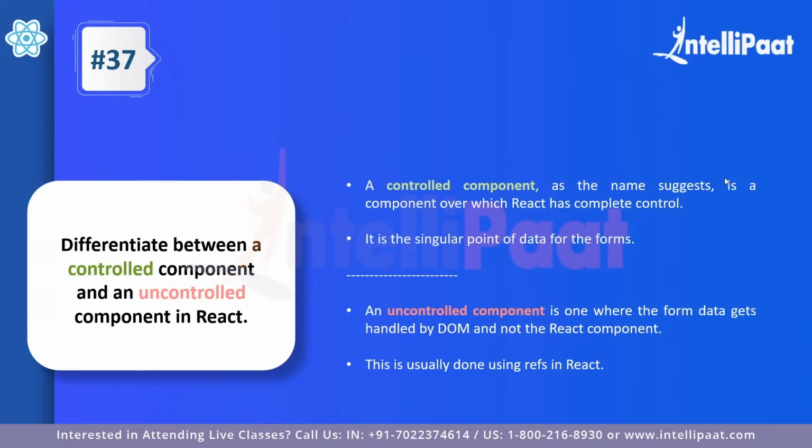And how is this done? This is done by making use of refs in React, as we already checked out. So if you have to implement and handle third-party DOM libraries, if you remember, that was point number 4, I think. Yeah, so this is where it's used. And uncontrolled components, while being handled by the DOM and not React, have their own advantages and disadvantages.